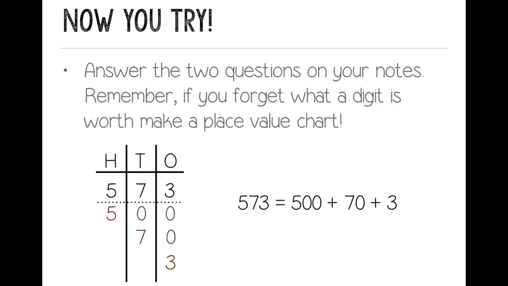Now you try. Answer the two questions on your notes. Remember, if you forget what a digit is worth, make a place value chart. So here we have an example, 573. There's a 5 in the hundreds place, so it's worth 500. The 7 in the tens place is worth 70, and the 3 in the ones place is worth 3, so 573 is equal to 500 plus 70 plus 3. See everyone tomorrow.